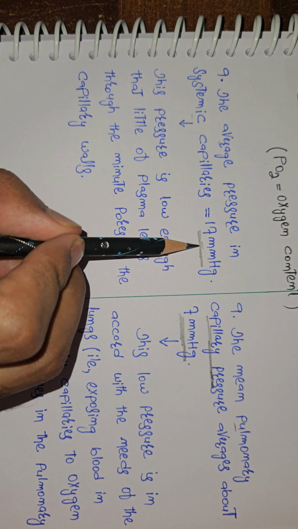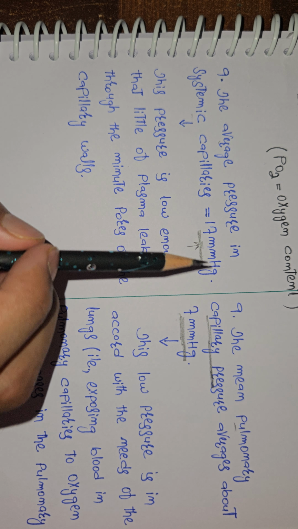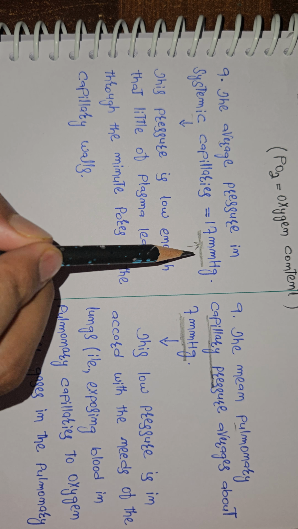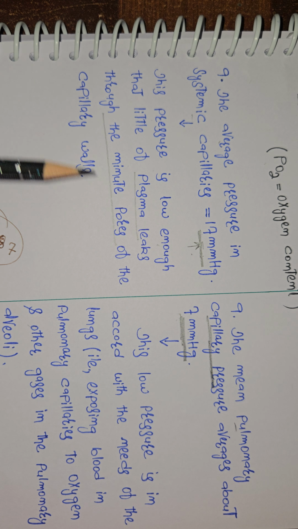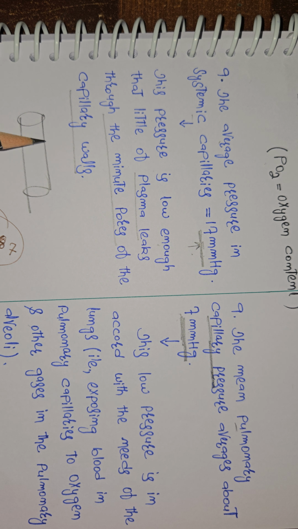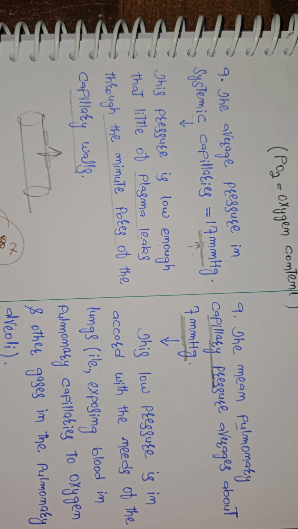This 17 mm of Hg is the pressure in the systemic capillaries. This pressure is low enough that little of the plasma leaks through the minute pores of the capillary walls. You know, capillary walls have minute pores. A little plasma leaks out through these pores. That's why this pressure is very low.